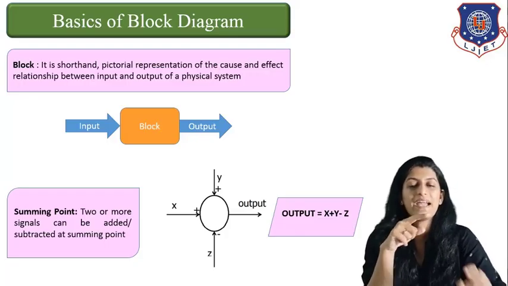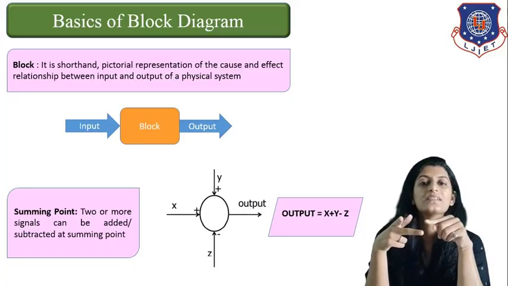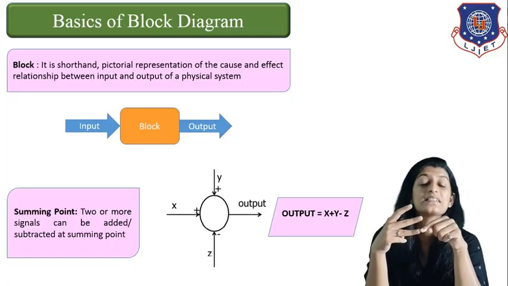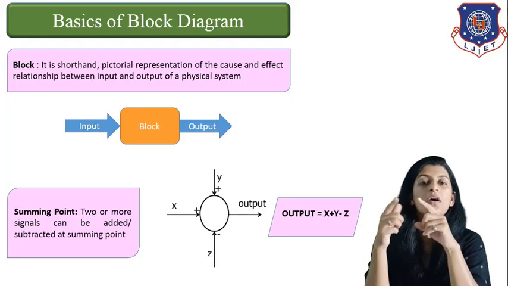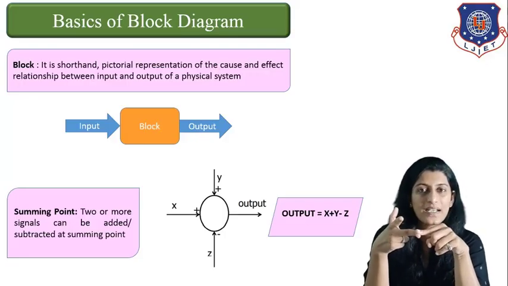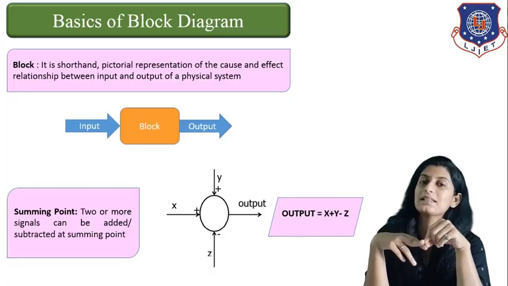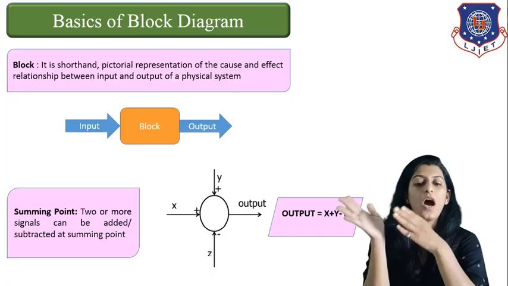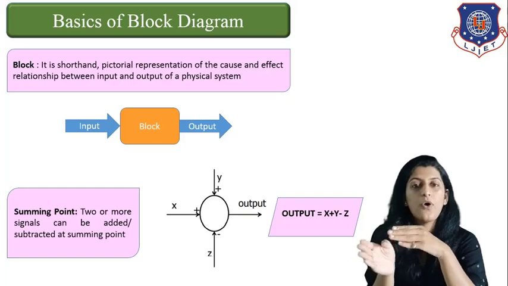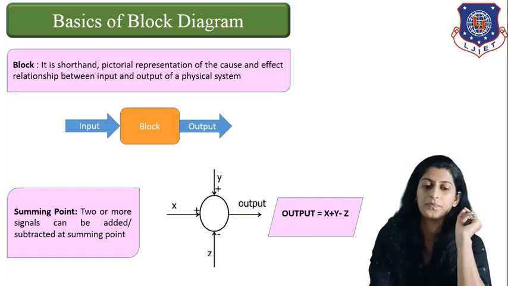Suppose the value of X is 30, Y is 20 and Z is 10. So what will be my output? 30 plus 20 minus 10. So 30 plus 20 is 50, minus 10 is 40. So the output coming from this particular point will be 40. Correct.